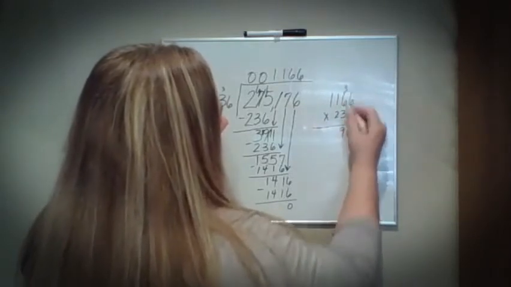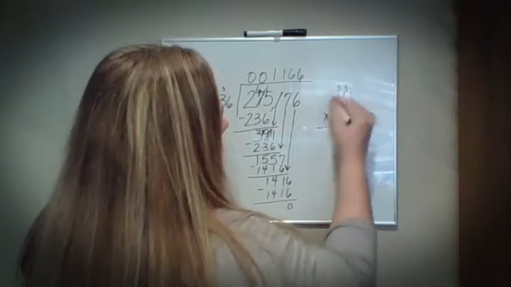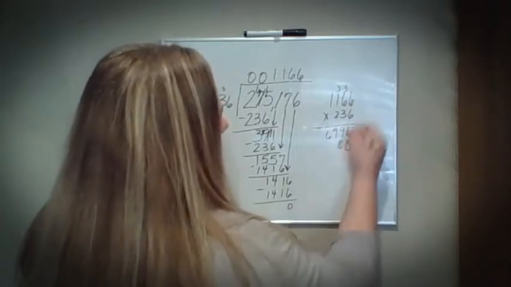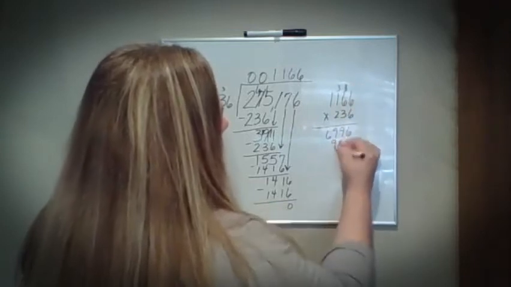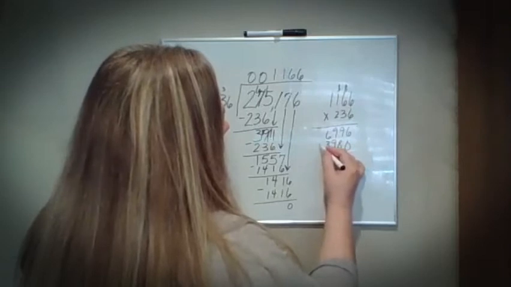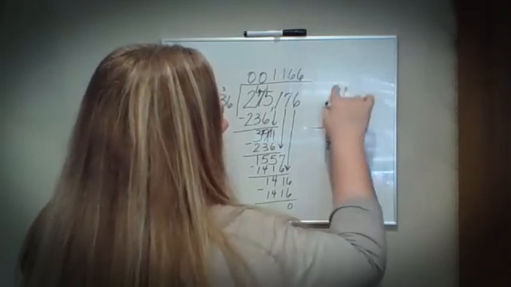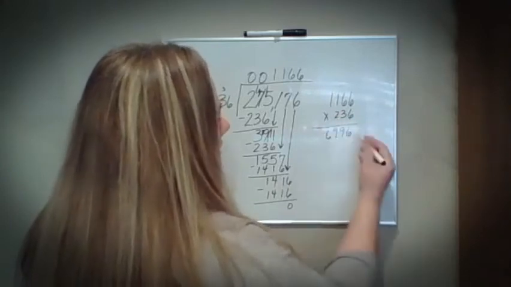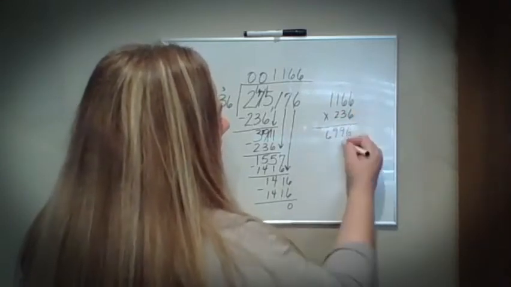36, 39, 9, 6, placeholder, 18, 19, 3. Oh, you know what? It looks like I probably did something wrong there. So I'm going to go back. I think I skipped over to my 2. So I'm going to do this again.